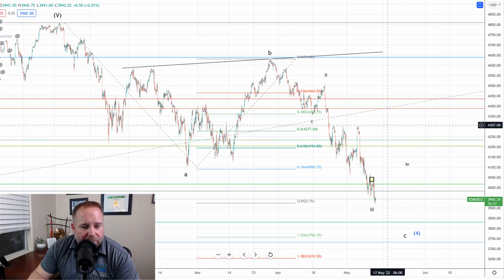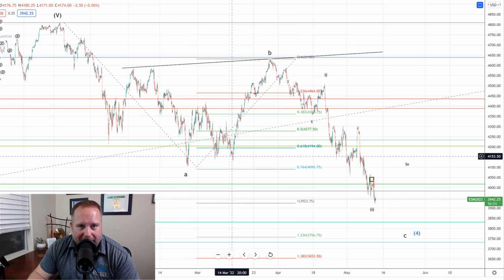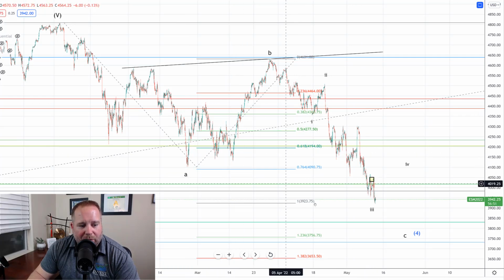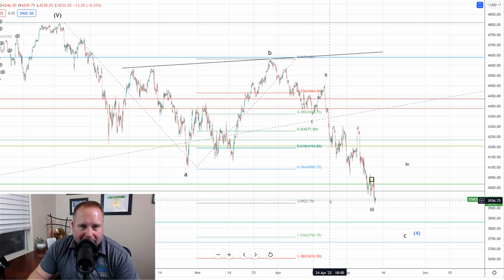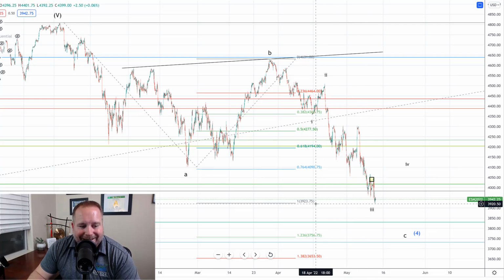So the reason we zoomed out here is we are looking at the support levels and where we're getting them. So the first level is the 1.0 extension. That's usually where we see a C wave end. It's the most common target, and it is 39.23, and they broke through that to 39.20 before bouncing. And then, okay, the next most common level is the 1.236 for a C wave to hit, and that's where we get that 37.50 number I've been talking about.